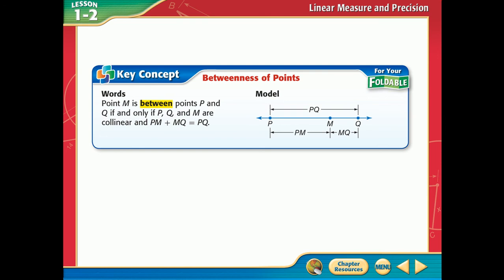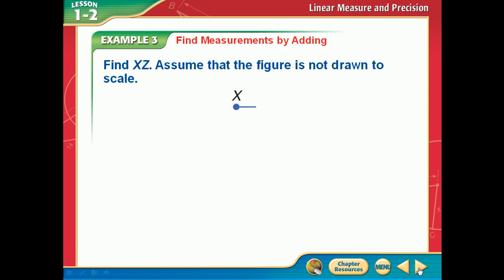No big deal. What if I told you that PM was 10 and MQ was 5? How do I find PQ? How do I find it? I add them up, okay? And of course, what would your answer be for that? 15. You follow me on that? No big deal. All right. I think we're ready to stop that. Yeah, let's just keep going.